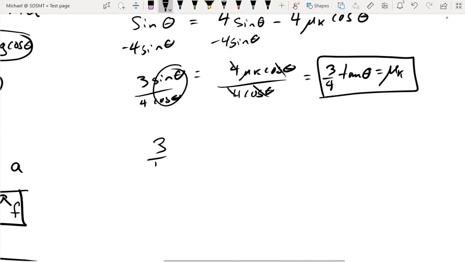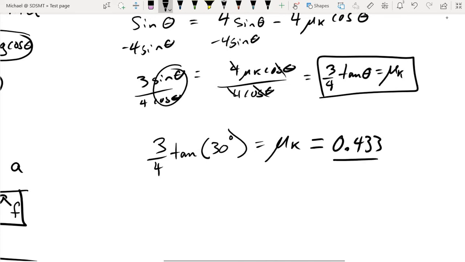And it's at this point now we can plug in our value of 30 degrees and calculate what our answer should be. So we're going to get our calculator out. In my case, I'm going to open up the calculator function on my phone. So tangent of 30 degrees times 3/4 equals, and I'm getting 0.433. And the coefficient of friction is just a coefficient, so it is unitless.